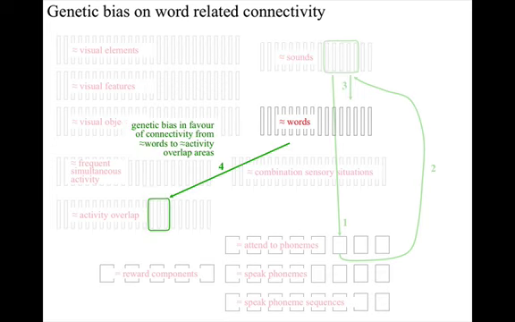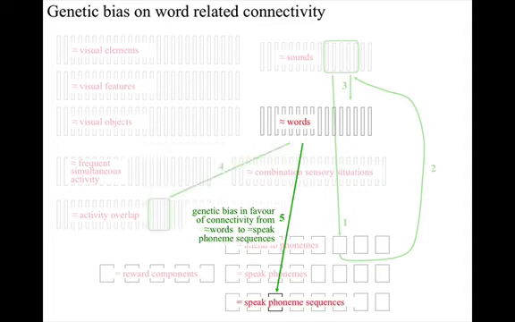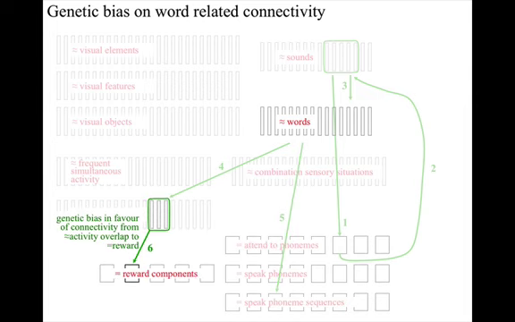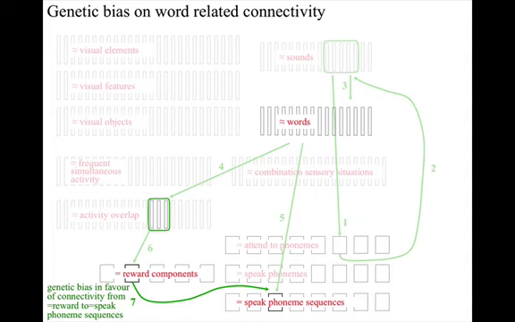There's also genetically defined connectivity from the discriminates words area to the activity overlap area, and also to the speaking phoneme sequences components. And remember, these speak phoneme sequence components drive more or less randomly selected sequences of speak phoneme behaviors. There's also genetically defined connectivity from the activity overlap area to reward components, and from the reward components to target the speak phoneme sequences behaviors.